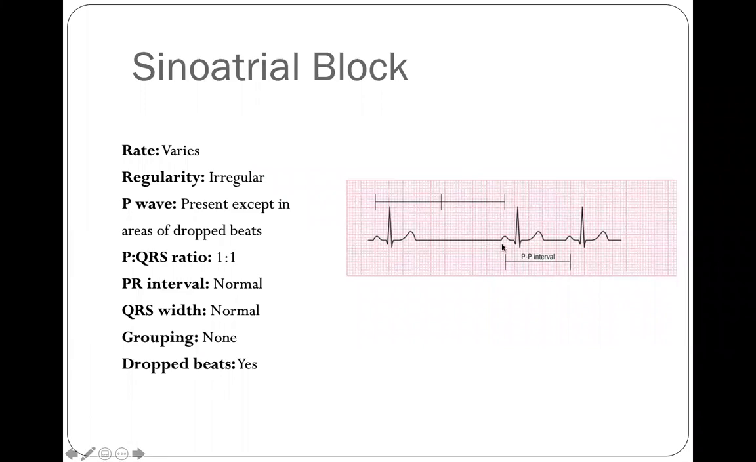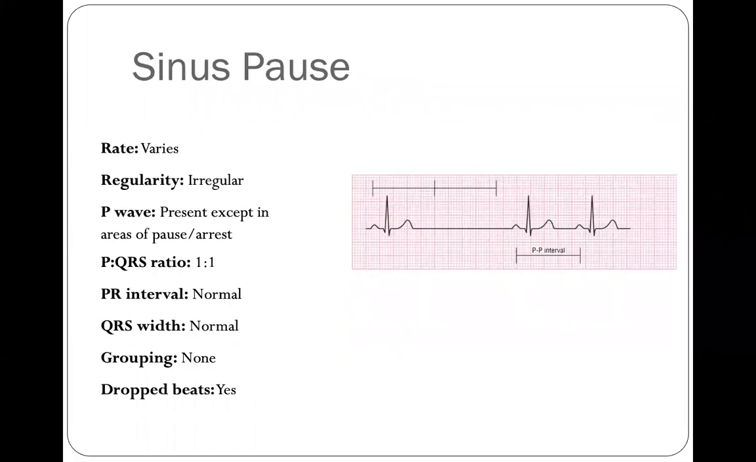So a sinus block is where the cycle after the dropped beat comes back in time. And a sinus pause is where the cycle after the dropped beat comes back in, not in time, at some other time.